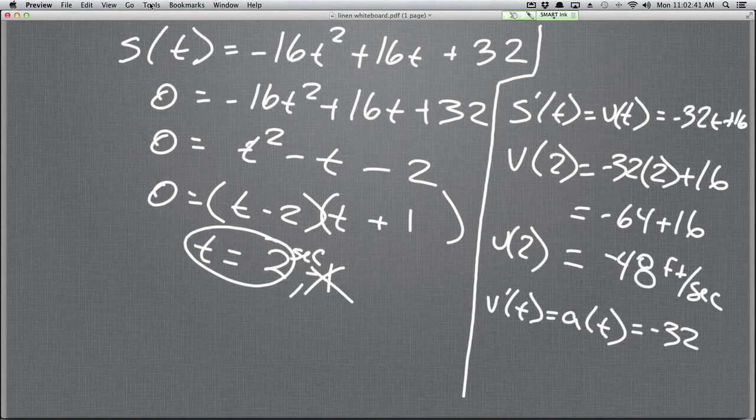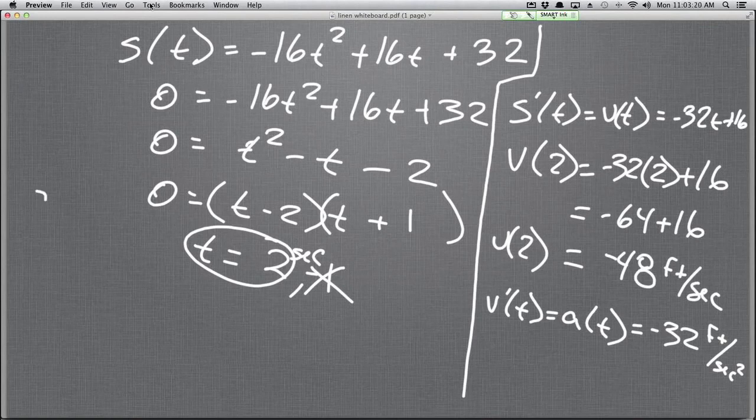So that means acceleration is always negative 32. Now, we need to put a unit on this. What's my unit on acceleration? Feet per second squared. You can also hear it as feet per second per second. Either way, my acceleration is negative 32 feet per second squared. Since it's negative 32 feet per second squared, what does that tell me about my velocity? It's also decreasing. Because acceleration is negative, that tells me my velocity is decreasing.